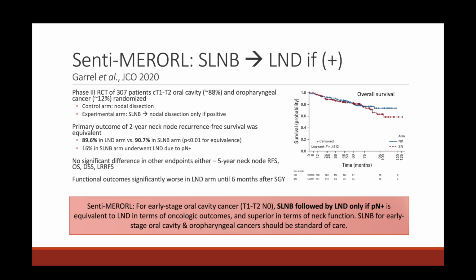So based on this trial, chemoRT, and I'm not sure if I'm pronouncing that correctly, but based on this study, for early stage oral cavity cancer, so T1 to T2 node negative, we can pursue a sentinel lymph node biopsy approach followed by lymph node dissection only if pathologically node positive, because this is equivalent to upfront lymph node dissection in terms of oncologic outcomes and superior in terms of that short-term neck function. And this trial concluded that sentinel lymph node biopsy for early stage oral cavity and oropharyngeal cancers should be standard of care.